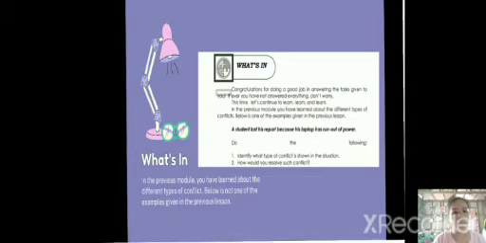What's in? In the previous module, you learned about the different types of conflict. Below is one of the examples given in the previous lesson: a student lost his report because his laptop ran out of power. Do the following. Number 1, identify what type of conflict is shown in the situation. And number 2, how would you resolve such conflict?